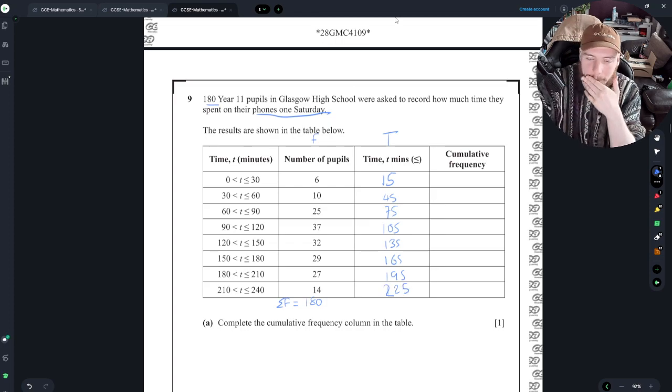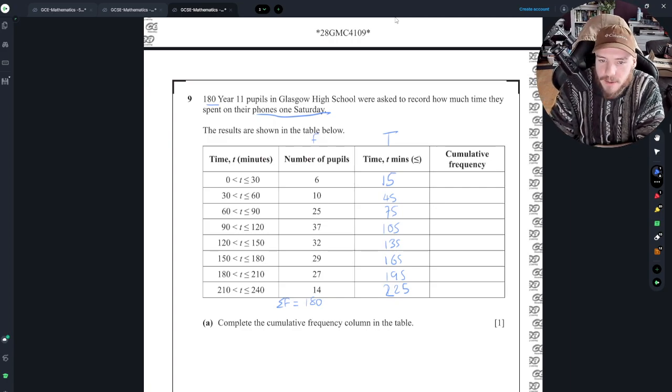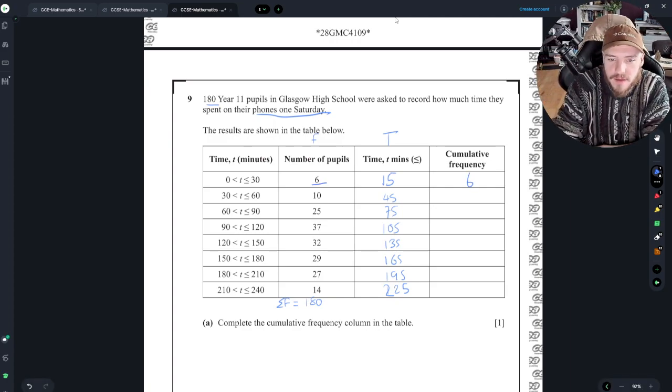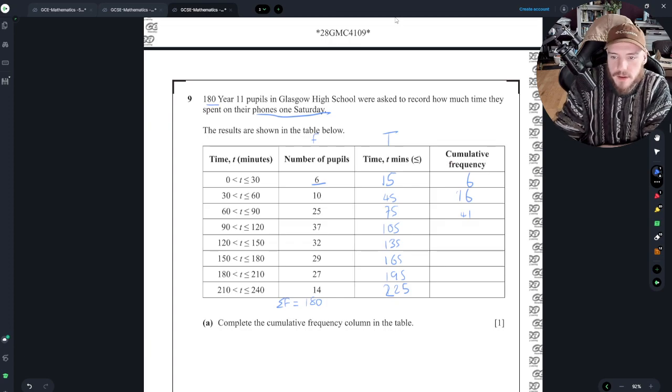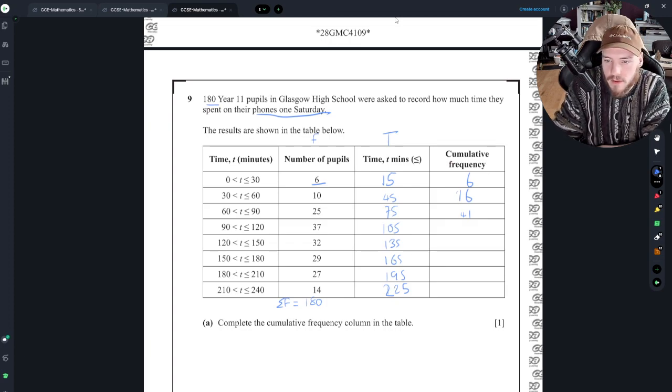Okay. Now our cumulative frequency, again, we start off with our first frequency value, which is 6, and we'll add each frequency value as we go along. So 10 plus 6, 16. 25 plus 16 would give us 41. 6 plus 25 gives us 31. 31 plus 10, 41. 37 plus 41 would give us 78.